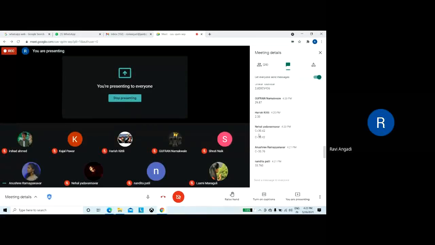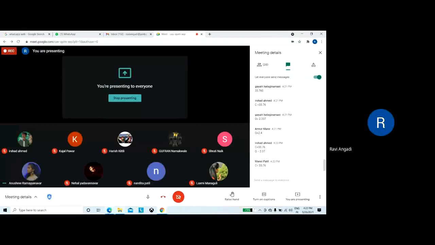Nehal has got a value of C as 30.42. Anushri, C equal to 33.76. Nandita is the same. Anushri, 2.337 meter cube per second. Shruti Nayak, value of C 33.76. Maximum have got 33.76. If the value of C is correct, then Q is 2.337.